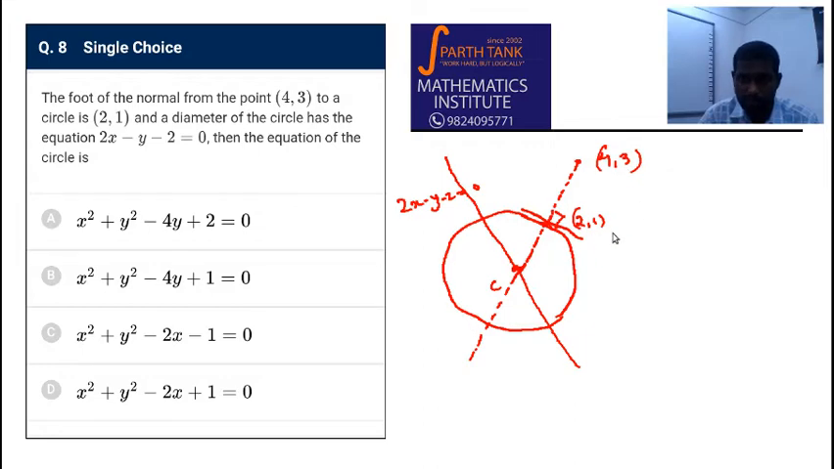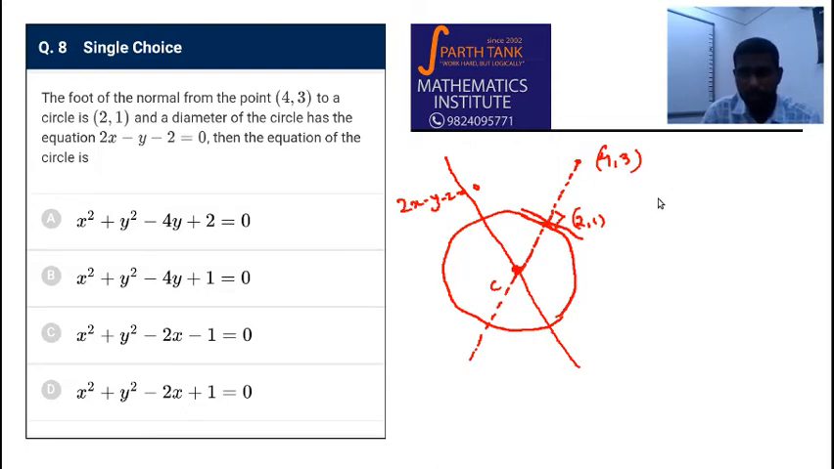So if you find this equation, this line, and then you have another diameter, you can solve and get the center. Once you get the center, you find the radius and then you solve the circle. Alright? So this is what we are going to do now. The first thing is to find the other diameter. The other diameter is the line joining 4, 3 and 2, 1.